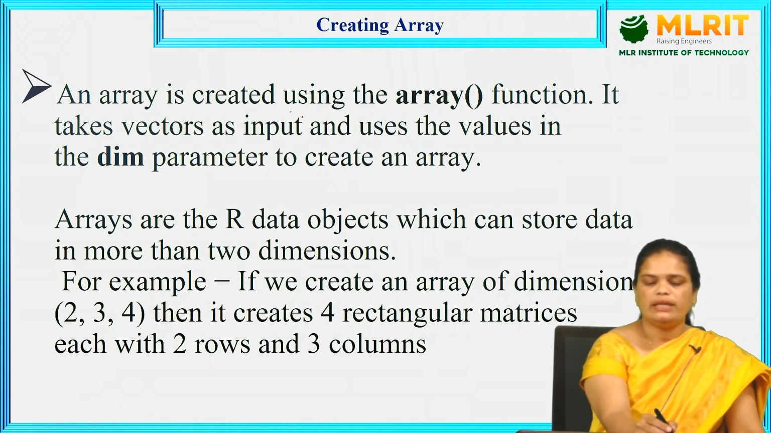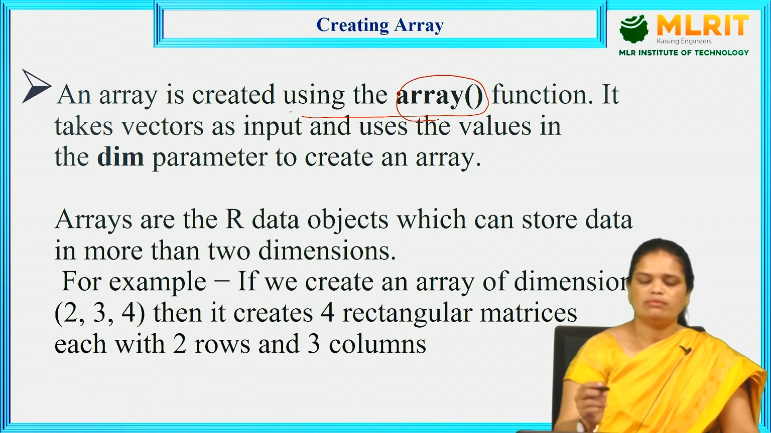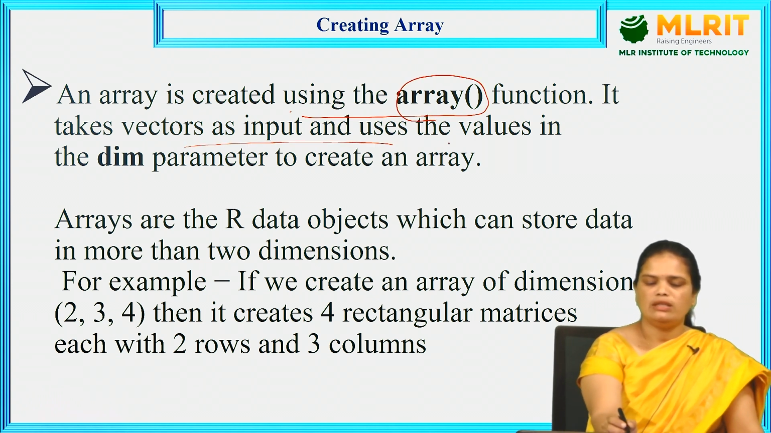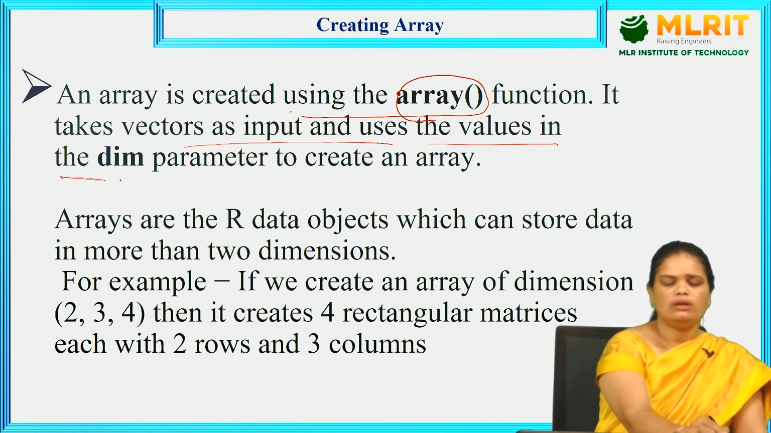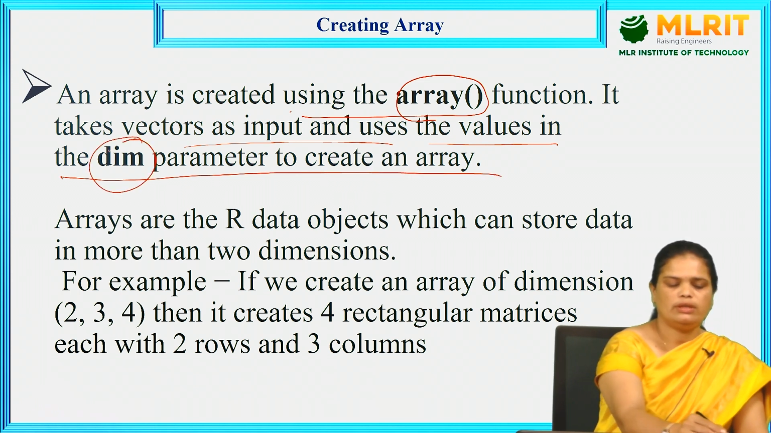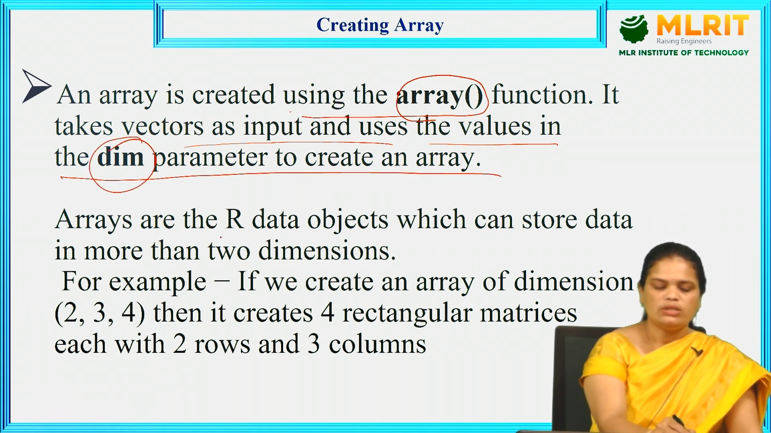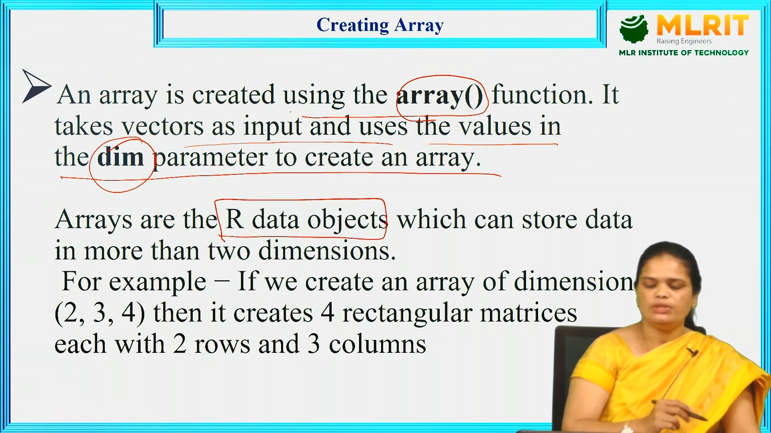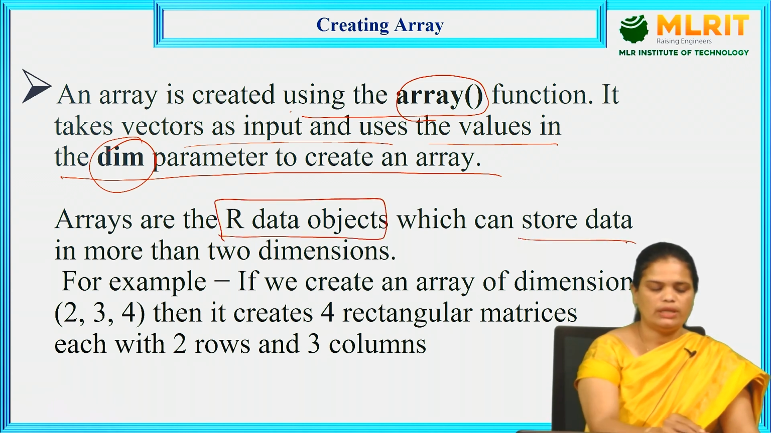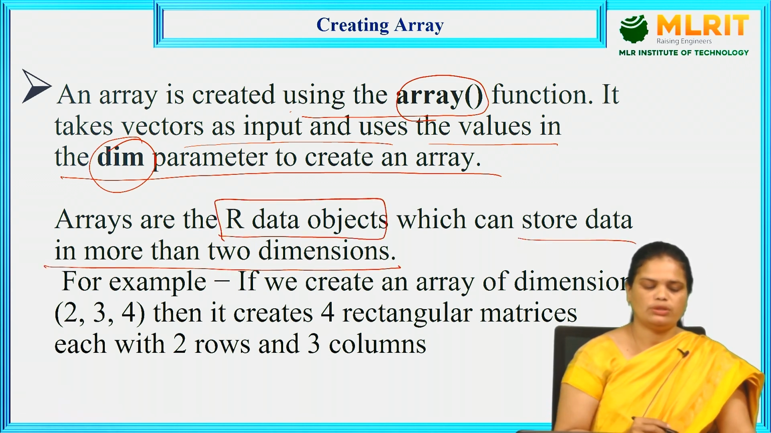Now look at the arrays. An array is created using the array built-in function. It takes vectors as the input and uses the values in the dimension parameter to create an array. So arrays are R objects which can store data in more than 2 dimensions.